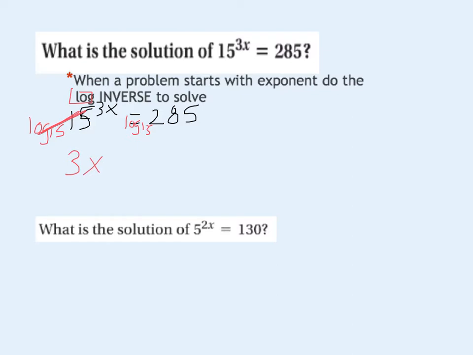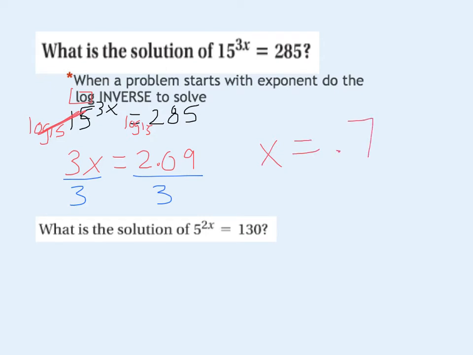Now on the right-hand side, I would either do your change of base or actually solve this using your graphing calculator. And log base 15 of 285 would be equal to about 2.09. And now I can solve just like normal. So on both sides, I'm going to divide by 3, and you get that x is roughly equal to 0.7.